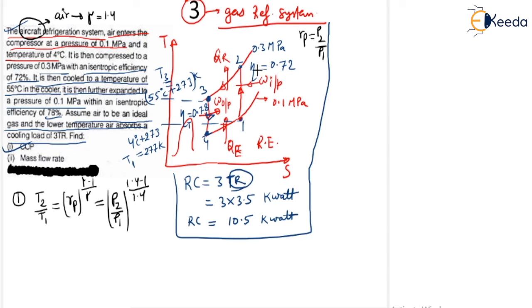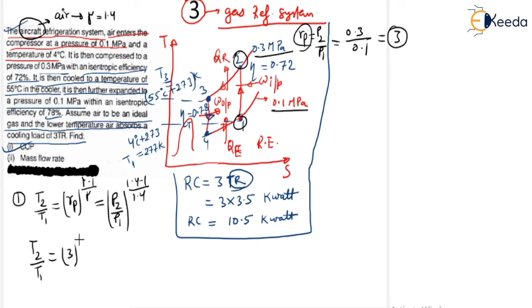And what is the relation for this P2 by P1? This P2 by P1 is nothing but 0.3 divided by 0.1. Okay now, my dear friends, from here we can write our Rp as 3. So we can put this T2 by T1 as what?